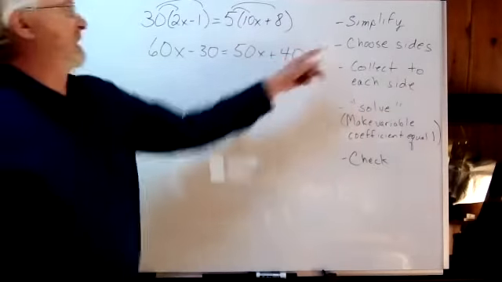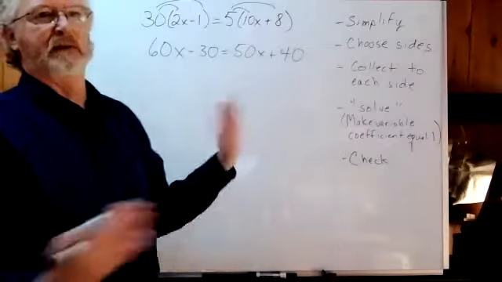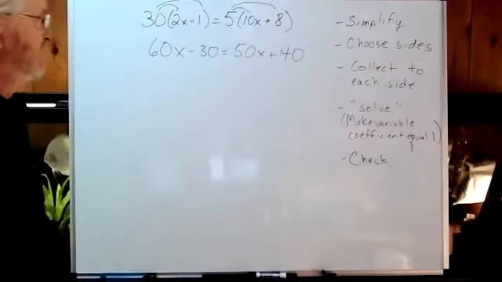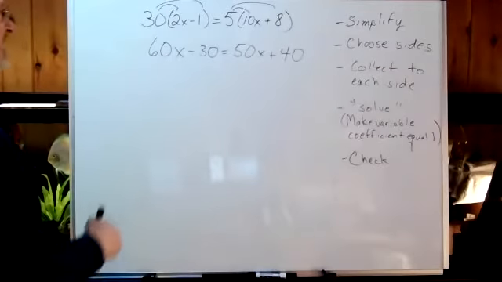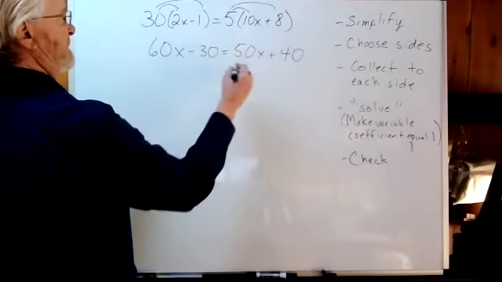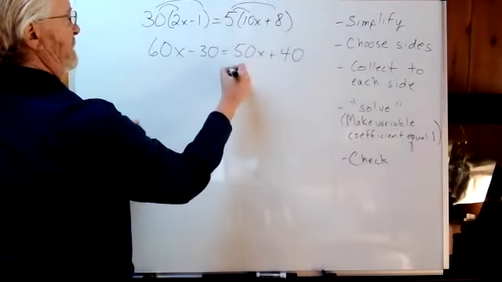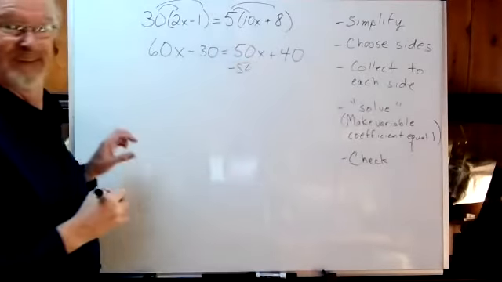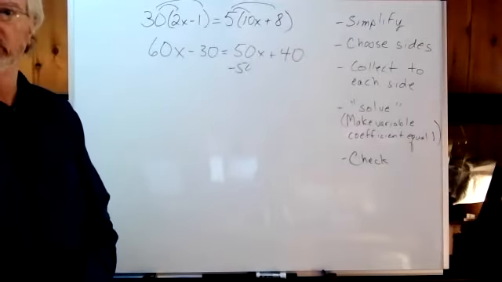Now, choose sides. Well, which side do I want to move all the variables to? Which one for the constants? I think I'll move all the x's over to the left. So I have to subtract this term, all 50x. So can I just inquire why that decision was made?